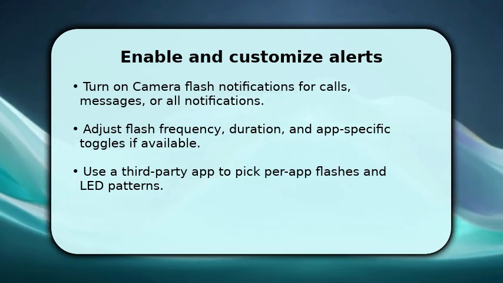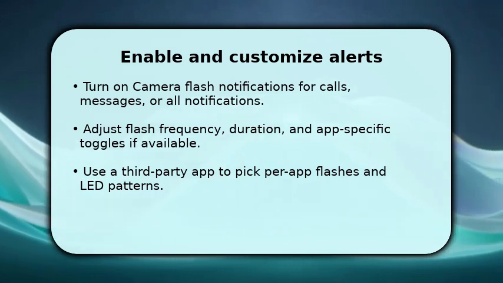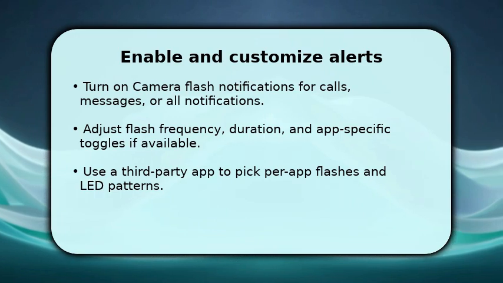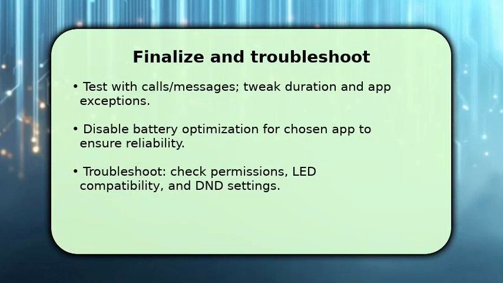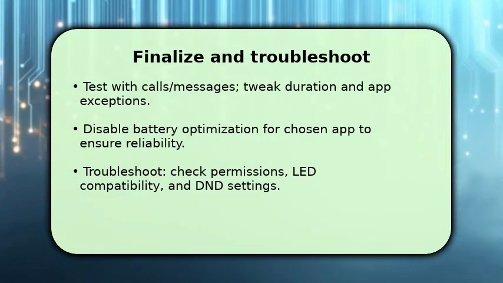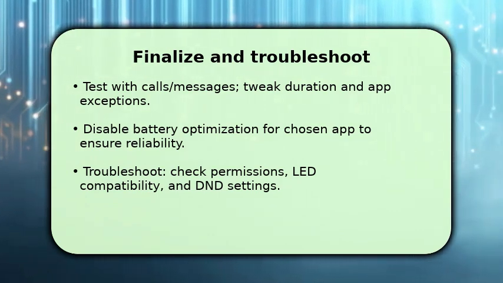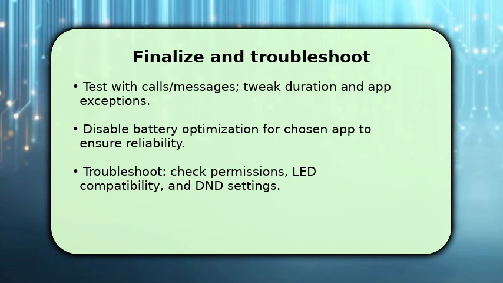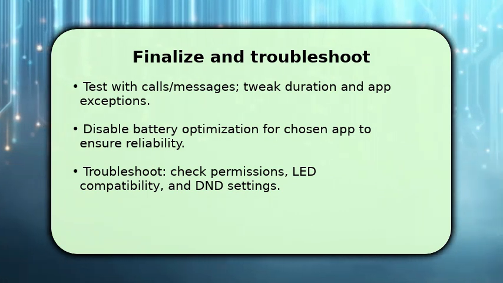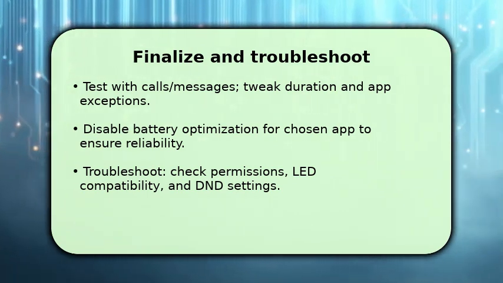Make sure to test with a quick call or message so you can refine timing. Finish by testing with a real incoming call and a notification from each app you configured so you can tweak duration and per app exceptions. Make sure to disable battery optimization for the built-in setting or app so the flash fires reliably in the background.